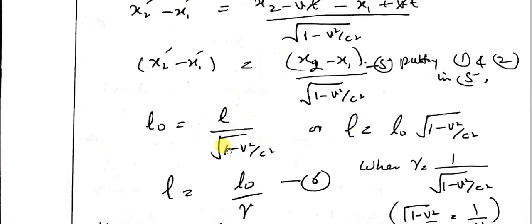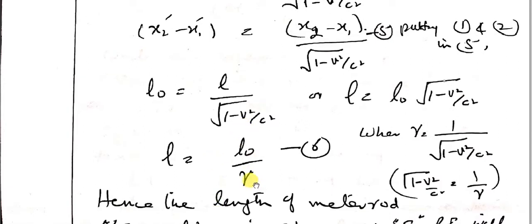or L is equal to L naught times the square root of 1 minus v squared by c squared, or L is equal to L naught over gamma, where gamma is equal to 1 over the square root of 1 minus v squared by c squared. So L is equal to L naught over gamma.